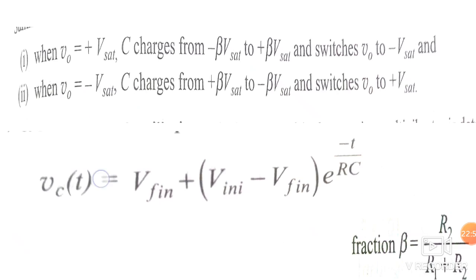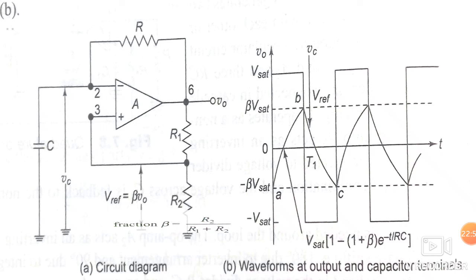Sometimes one more important point is here: why we started from beta Vsat. We have to start from 0 because as we switch on the device, it will start from time t equal to 0. So the charging and discharging fashion will be like this. Simply just see, this will be charging and this will be discharging up to minus beta Vsat. Again this will be charging and this will be discharging. Simply this will follow this path rather than starting from minus beta Vsat.